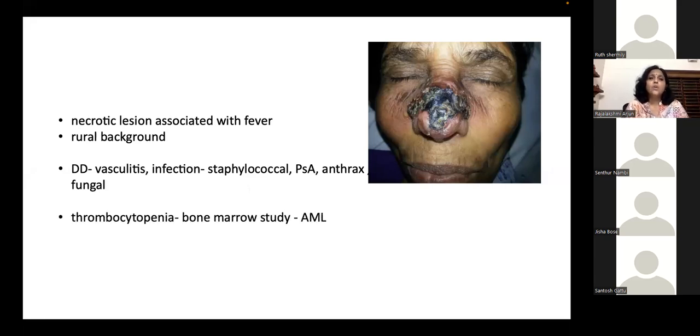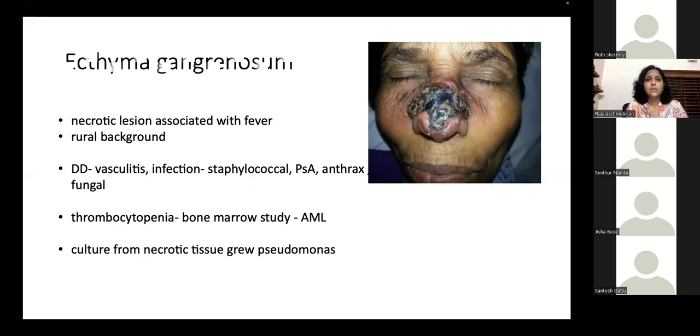But this patient also had thrombocytopenia. She ended up having a bone marrow examination and was diagnosed to have AML. The culture from the necrotic tissue grew Pseudomonas. Now you have the syndrome and the clinical diagnosis, and it's classically ecthyma gangrenosum. This is not the usual site; it is usually the extremity, but this is a rare site of ecthyma gangrenosum affecting the nose, presenting as a necrotic lesion.